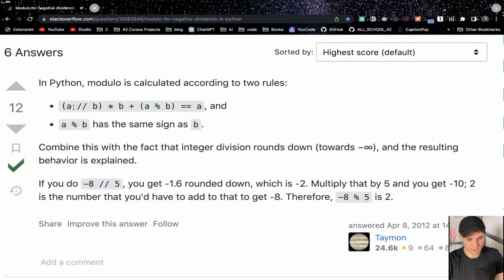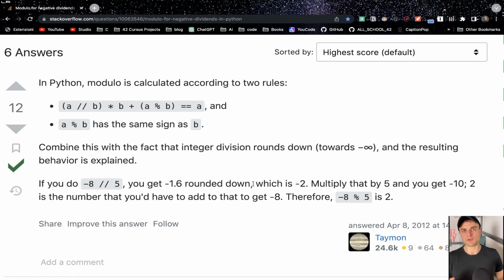Long story short, you have these two mathematical rules. We do the operation with absolute values, right? We have 8 divided by 5, so we get 1 with a remainder of 3. Now the problem is that in Python we don't have truncation, but we have flooring. And the flooring of a negative number, what does it mean? Well, we go in the other direction. We go towards negative infinity. So we get the result, which is -1.6. Flooring, what is it? Well, it is -2, because it gets rounded down.